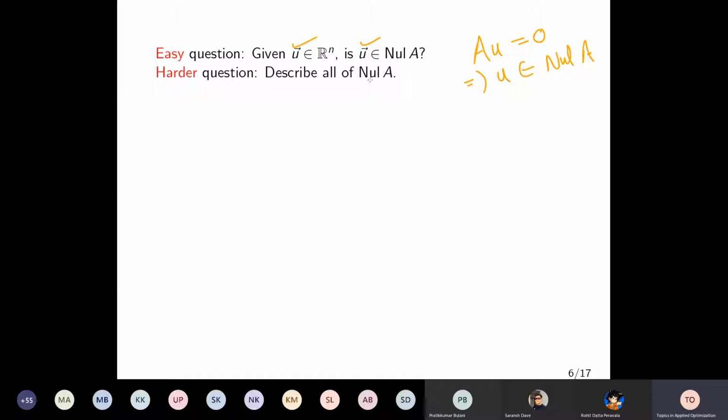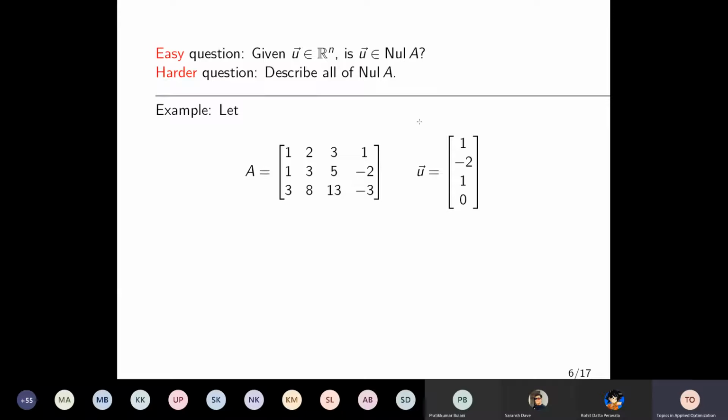Another, harder question here is: describe all possible u for which Au is equal to 0. That will be the null space of A, the set of all u such that Au is 0. Now this is difficult, while checking is easy. If someone gives you a vector, it's easy to check. But if someone asks you to find all possible u such that Au is equal to 0, that's a little bit harder question.